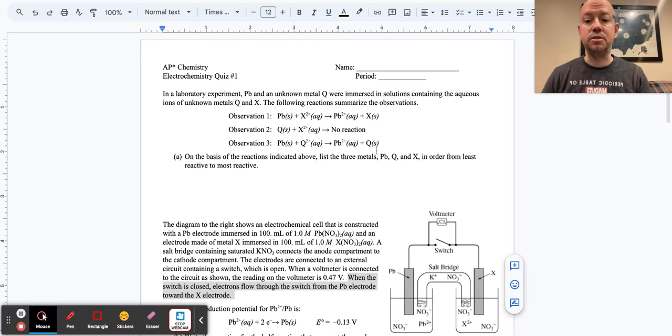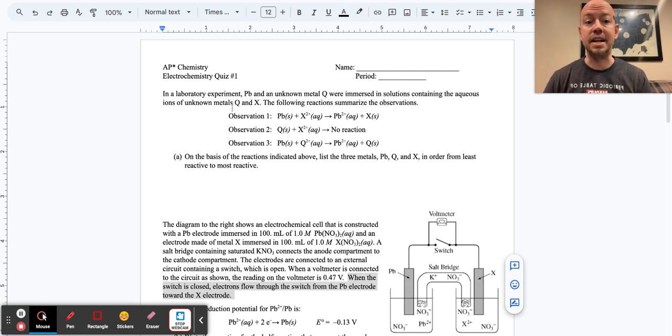As we look at this quiz, there was really good performance, especially for being the first electrochem. Part A may have thrown you off a little bit because it didn't have to do with voltage or current or cathodes or anodes, but it really comes back to what is reduction and what is reduction potential in terms of a reaction.